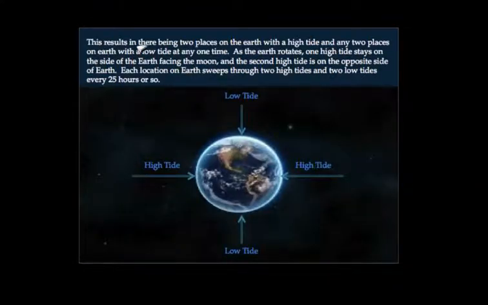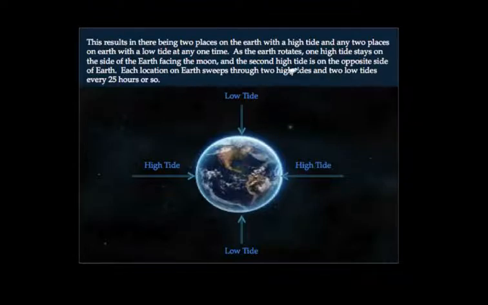So the result again is that there's two places on the earth with a high tide at any one given time, and two places on the earth with a low tide at any one given time. As the earth rotates, one high tide stays on the side of the earth facing the moon, and the second high tide stays on the opposite side of the earth. Each location on earth sweeps through two high tides and two low tides in a 24-hour, or 25-hour, period.